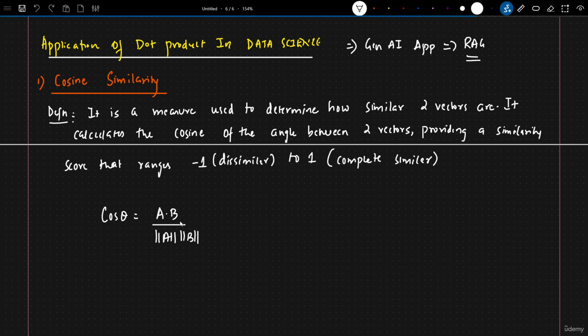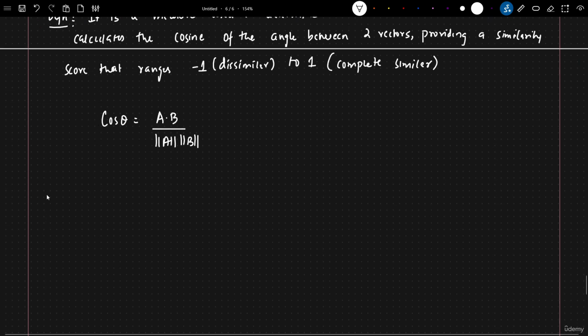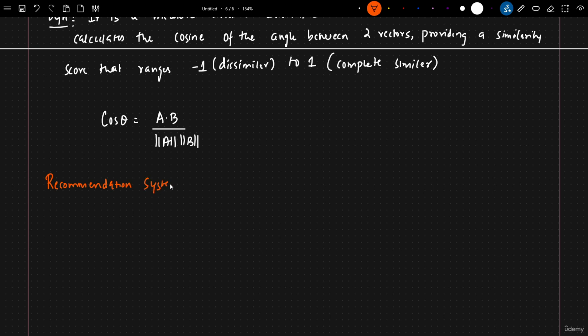Let's take a very good example, and this is heavily used in a recommendation system. Now, what is a recommendation system? Let me talk about this in a simplistic way. I hope everybody has a Netflix account.